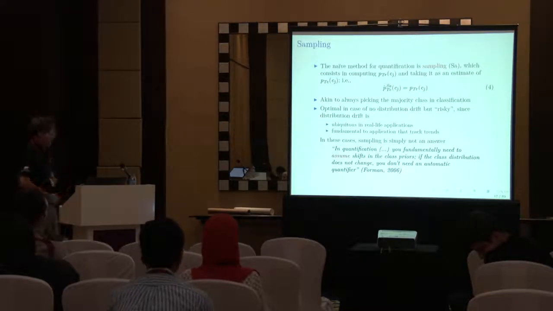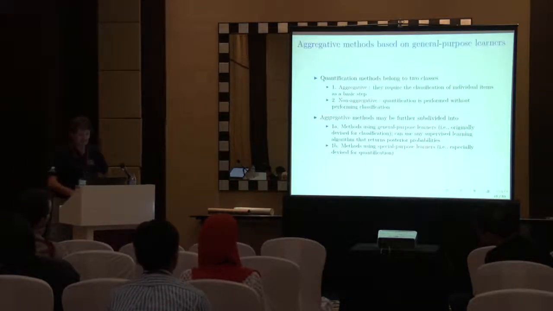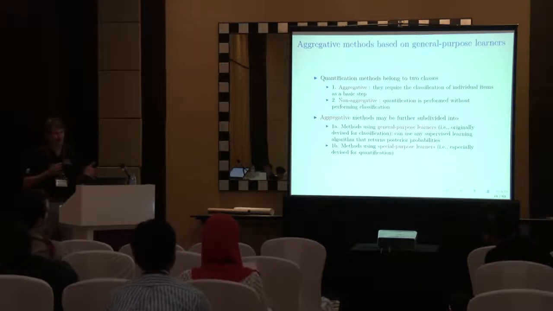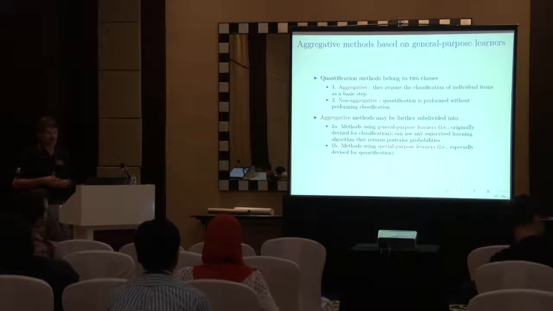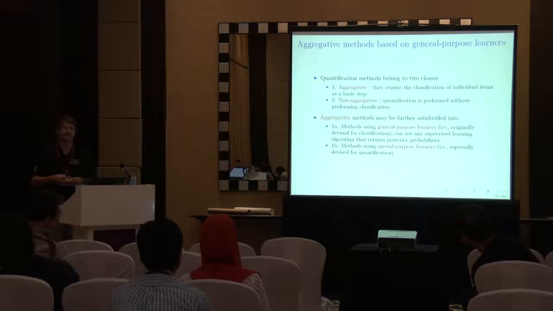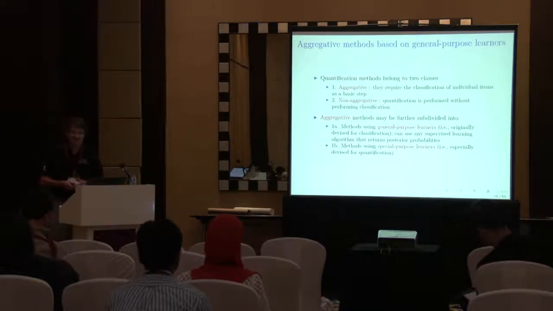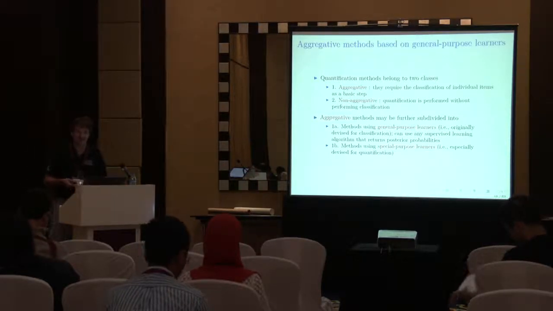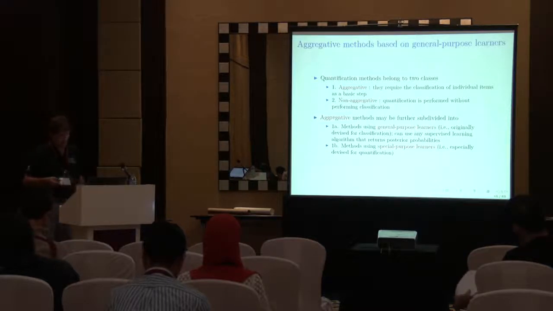Not super important. Okay, let's forget about sampling and let's look at real methods. When it comes to real methods, we need to distinguish between two classes, which people have called aggregative quantifiers and non-aggregative quantifiers. Aggregative quantifiers are sort of the standard methods, okay? These are methods that actually require that each individual item is classified before a class percentage is estimated, okay?